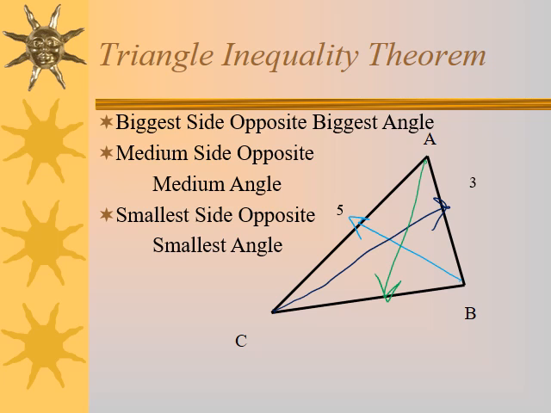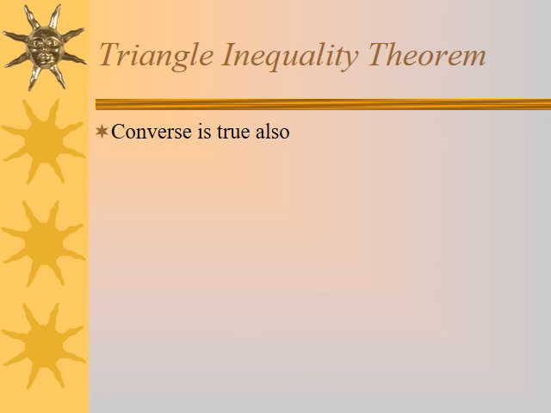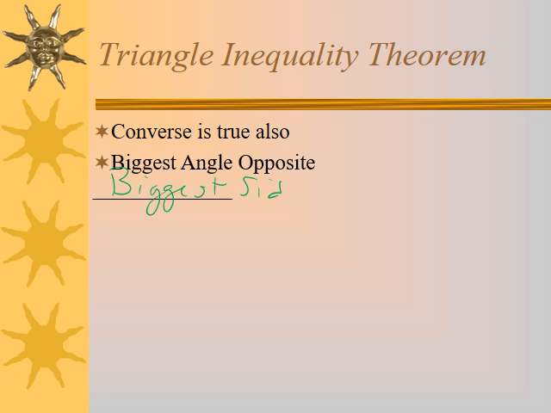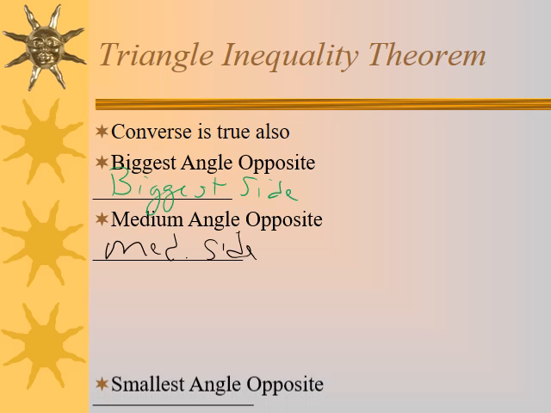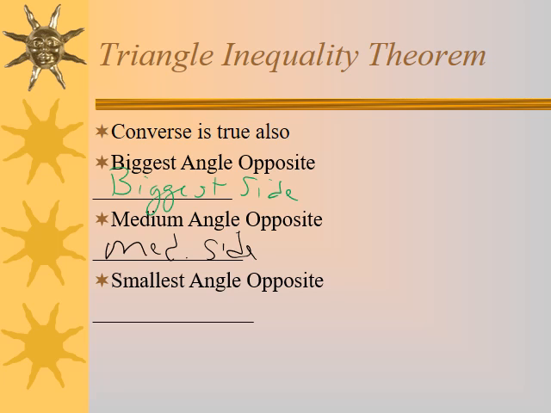So if I look at 5 versus 3, which one's bigger? Well, the 5 is. Since the 5 is bigger, that means that angle B has to be bigger than angle C. The converse is also true. Converse means opposite. So the biggest angle would have to be opposite of what? The biggest side. The medium angle would have to be opposite of the medium side. And the smallest angle, you got it, is opposite the smallest side.